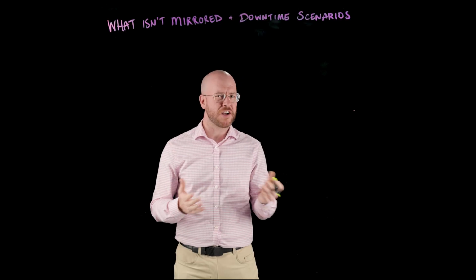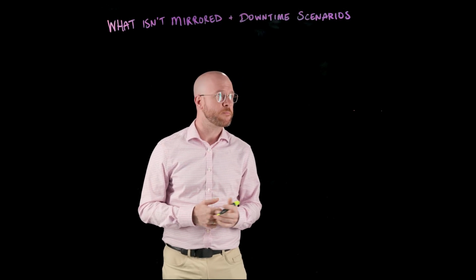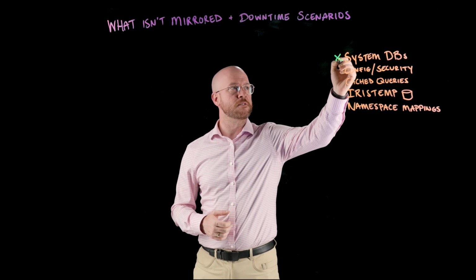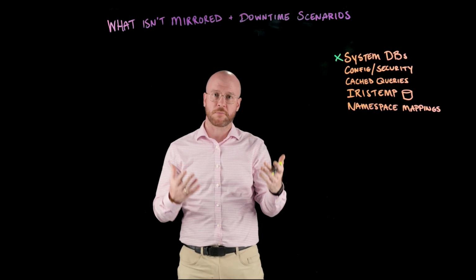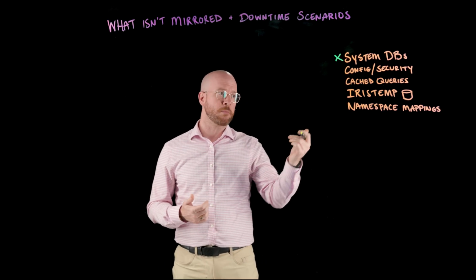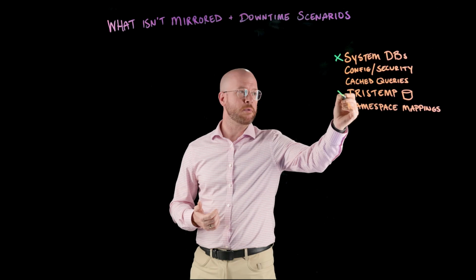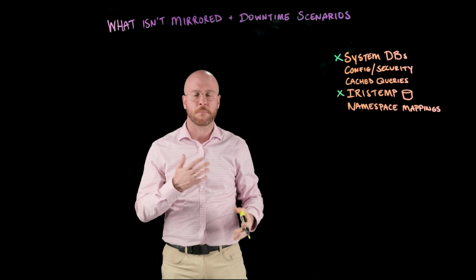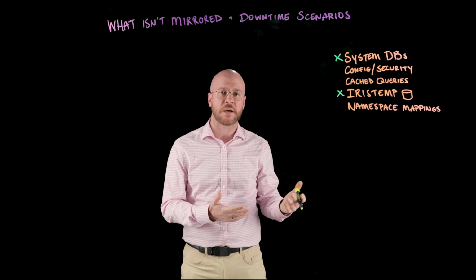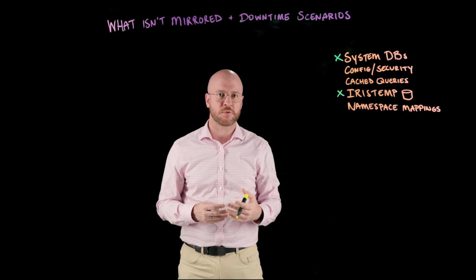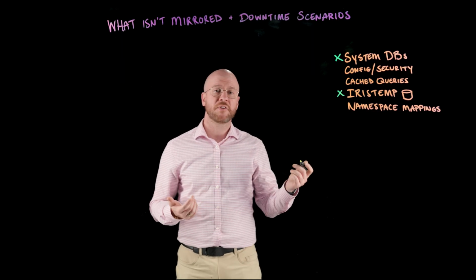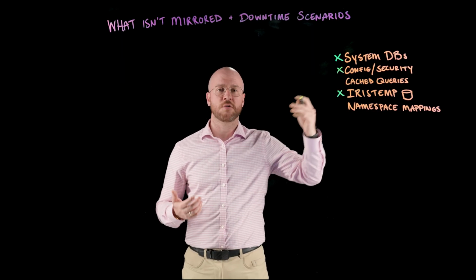Mirroring does a lot of powerful stuff, but not everything is mirrored, as we've made reference to. So let's talk about some of the things that are not mirrored. First, system databases. System DBs are not mirrored, so you have to be able to account for that. And jumping down lower in the list a little bit, IRIS Temp is also not mirrored as a database. So if you have things that are ending up in IRIS Temp, you're going to want to be able to handle those situations accordingly.